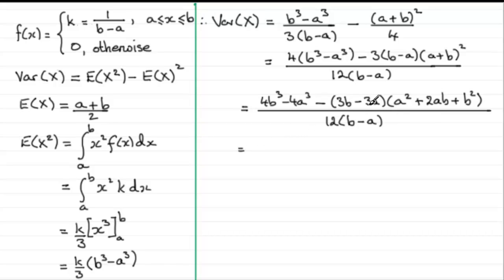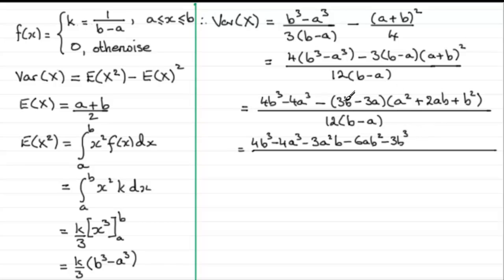Now for the top, we need to expand these two brackets here. So, and again, another long line. So we're going to have the first two terms, 4b cubed minus 4a cubed. Now if we start multiplying this bracket by minus 3b, so minus 3b times the a squared is going to be minus 3a squared b. And then we've got minus 3b times the plus 2ab, so it's going to be minus 6ab squared. And then we've got minus 3b times the plus b squared, that's going to give us minus 3b cubed.